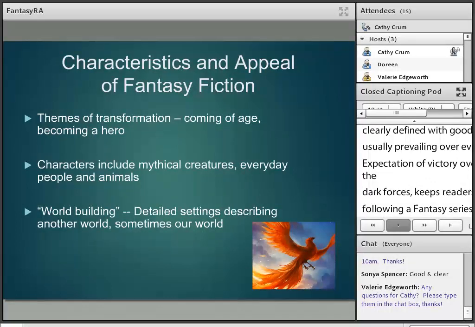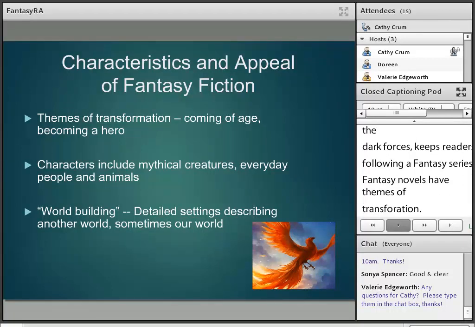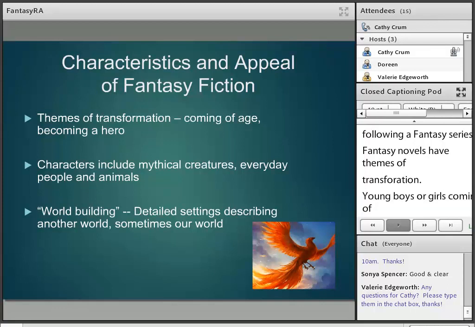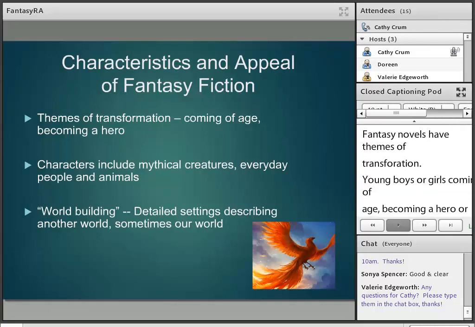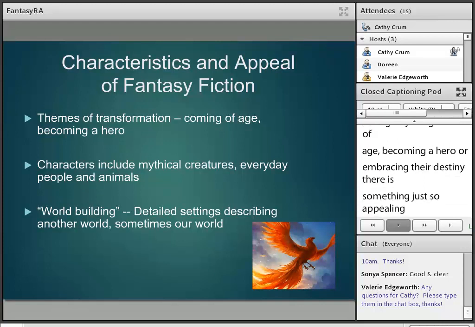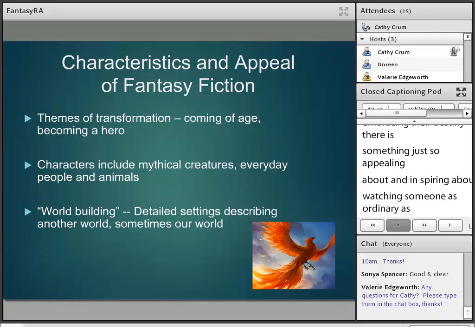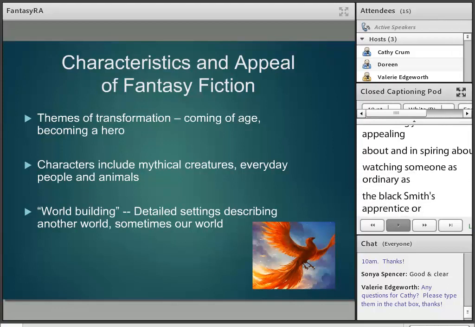Fantasy novels are rife with themes of transformation, young boys or girls coming of age, becoming a hero, or embracing their destiny. There's just something so appealing and inspiring about watching someone as ordinary as the blacksmith's apprentice or the kitchen maid evolve into a hero and save the day.